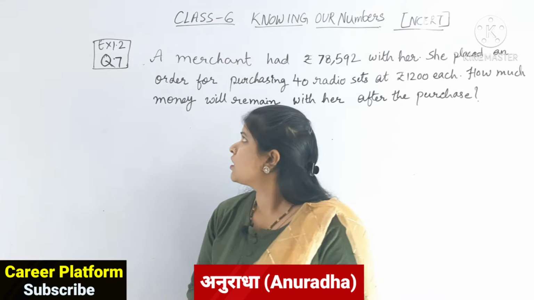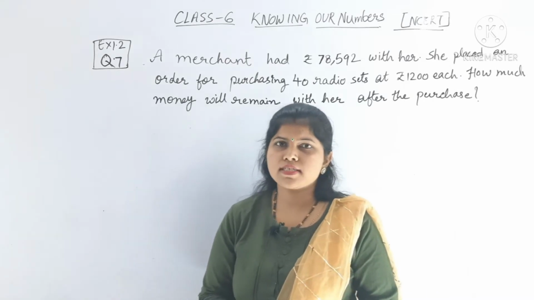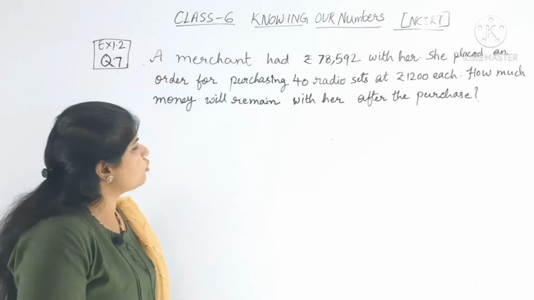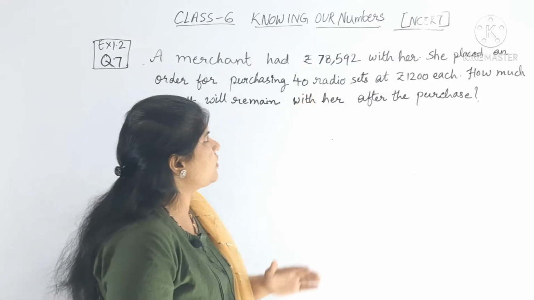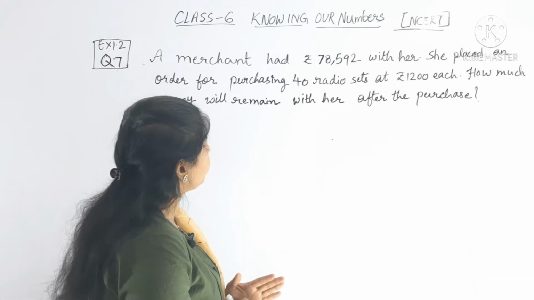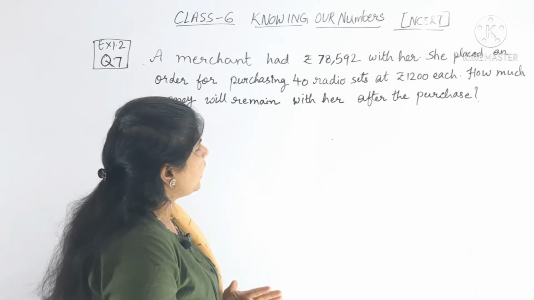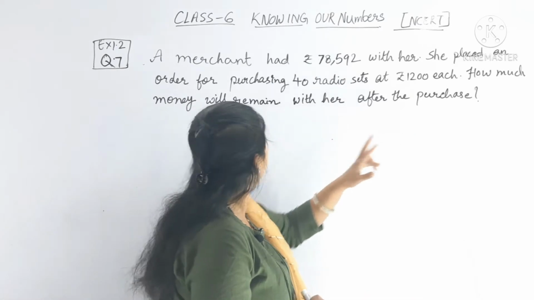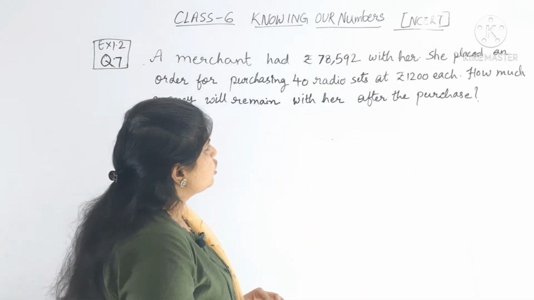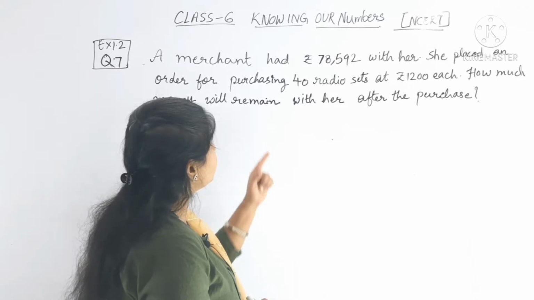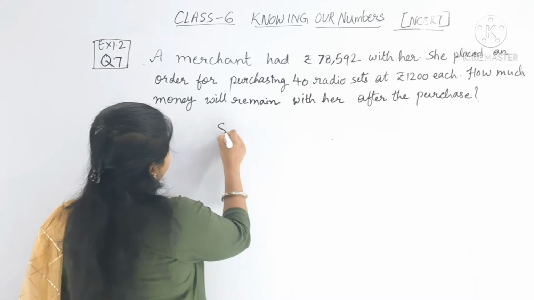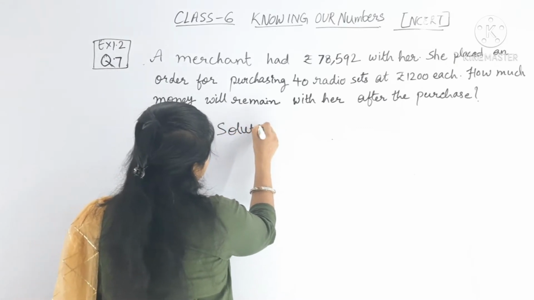Now let's see question number 7 of exercise 1.2. What is the question? A merchant had rupees 78,592 with her. She placed an order for purchasing 40 radio sets at rupees 1200 each. How much money will remain with her after the purchase? So we have to find out the remaining money after purchase. So let's solve this question.